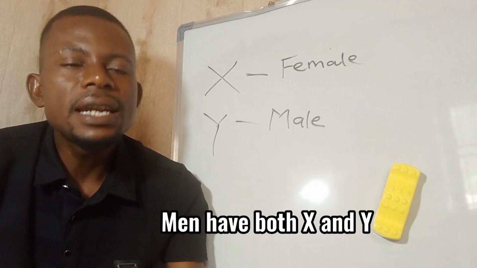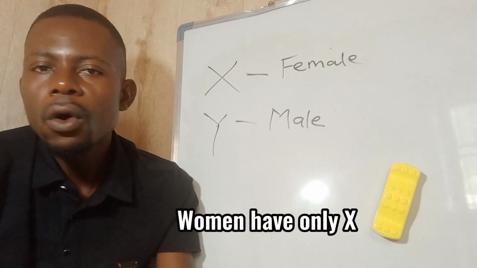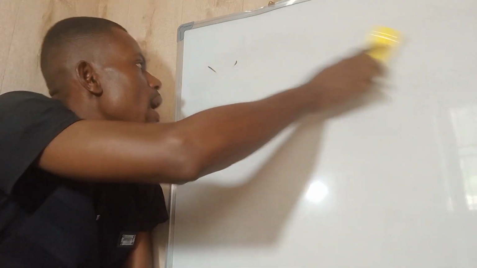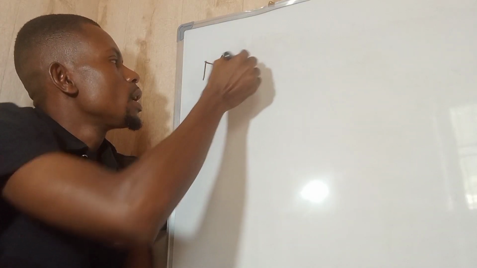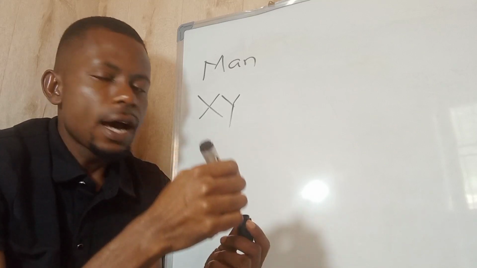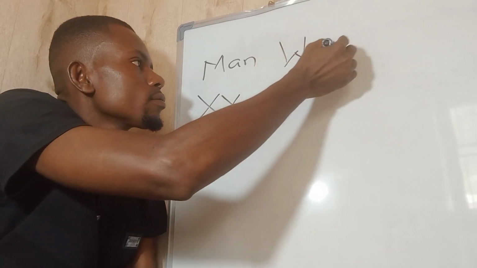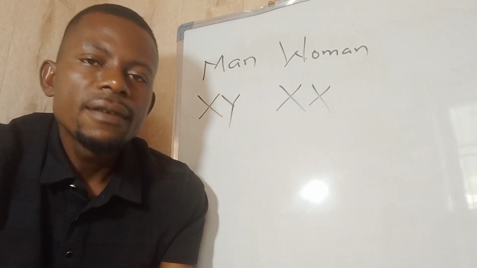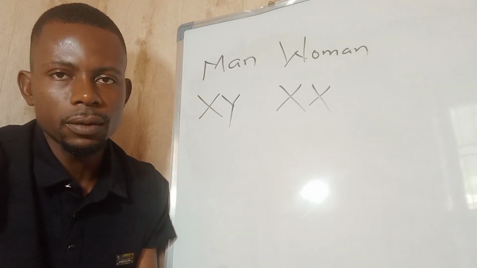So the thing is, men have both the X and the Y chromosomes, while women have only the X chromosomes. So the sex chromosomes in a man are represented with XY. So they have both the X and the Y chromosomes. While the sex chromosomes in a woman are represented as XX, because women have only the X chromosomes.